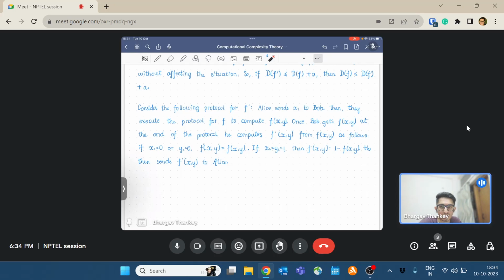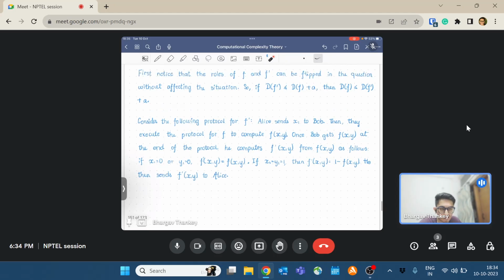So at least this protocol works correctly. Up to this point, Bob knows the correct value of f prime of x comma y. However, since Alice did not have y1, there is no way for Alice to know what the value of the function is, right? So Bob would have to send this to Alice.